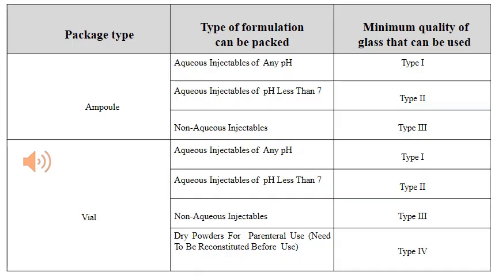Here are two tables enlisting which kind of glass is used for which kind of container. They could be ampule, vial, bottles and jars, dropper, and aerosol container. Like you can see, in ampules, for aqueous injectables of any pH, type 1, the most superior one, is used. Whereas for non-aqueous, even type 3 is used. Again, for vials of aqueous injectables, type 1 is used. For dry powder parenteral use, type 4 is also used, but it needs to be reconstituted before use.